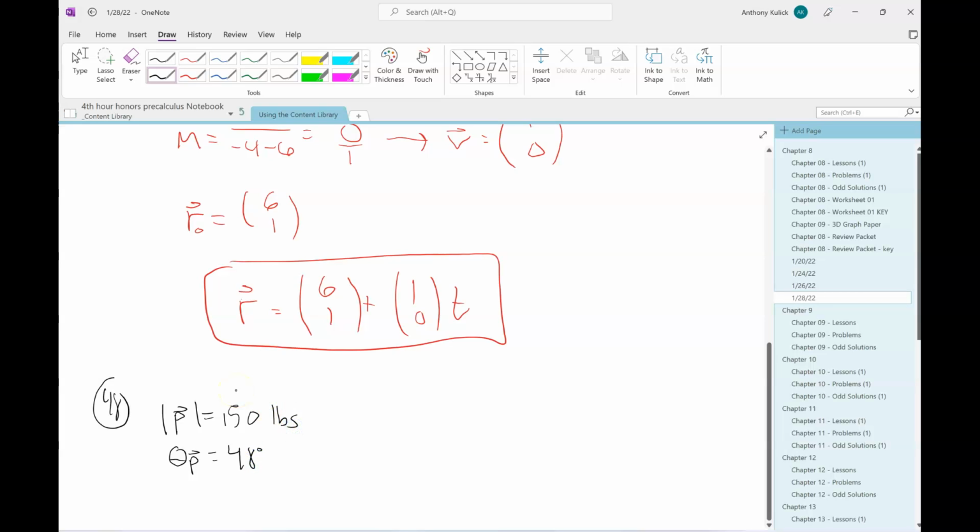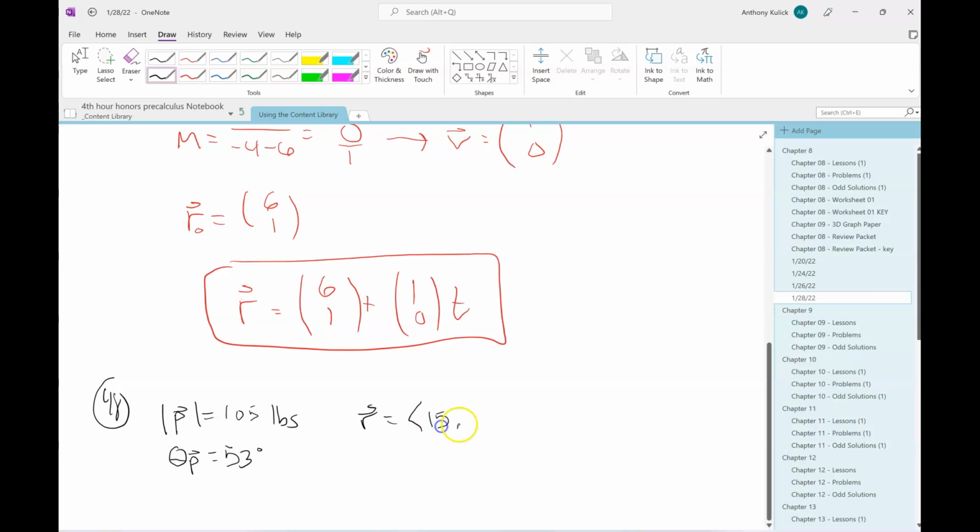Says the ramp, nope, I read the wrong problem. Sorry, it's 105 pounds at 53 degrees. Started reading 49 there for a second. Oops-a-daisy. This is why I should have copied and pasted. And then it says the ramp is 15 feet long and 8 feet tall.